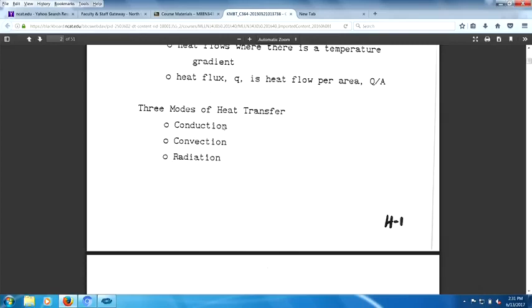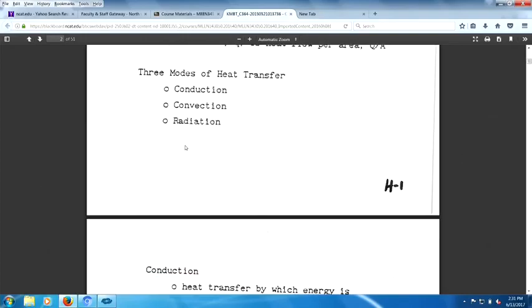Actually, there are other modes of heat transfer: mixing, basically direct contact heat transfer, where you take, say, a cold stream and a hot stream and mix them together. Boiling, phase change, is not listed here. Condensation and boiling are not listed here. So there are other modes of heat transfer besides those.